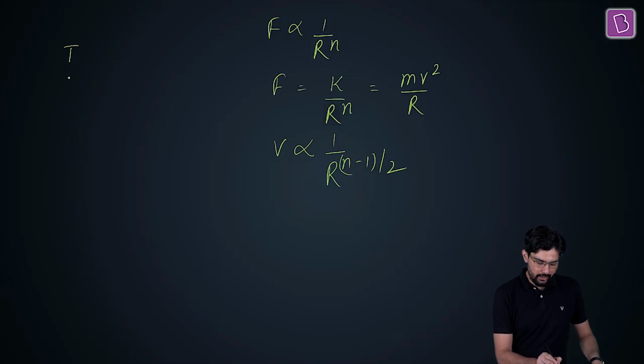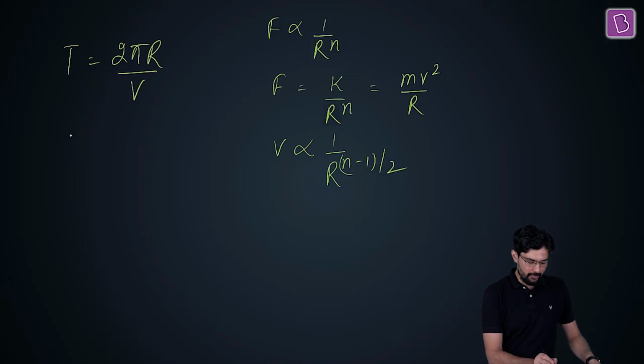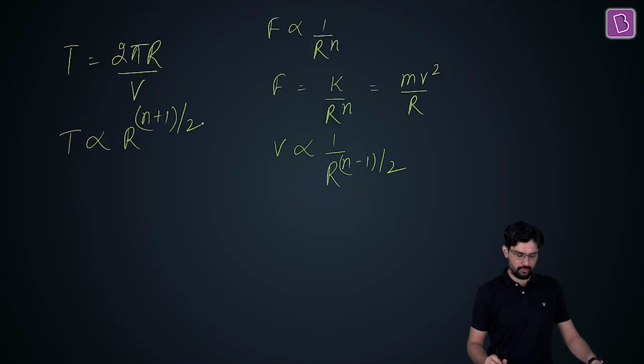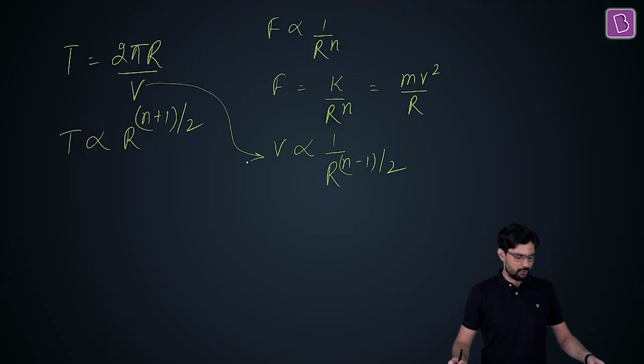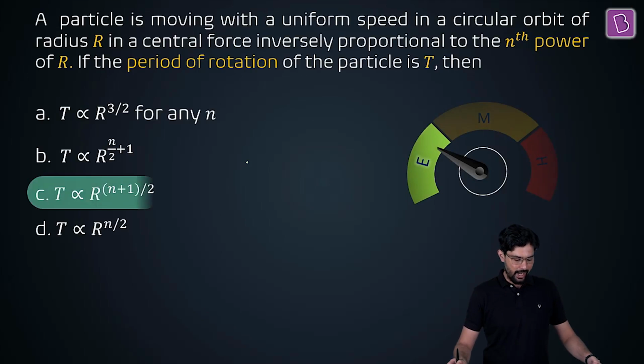And we know that the time period is going to be equal to the circumference of the circle, 2 pi r divided by speed. And from here we can find that the time period is proportional to r raised to the power n plus 1 divided by 2, right? Because v varies with r like that. So we have the final answer in this case. T is going to be directly proportional to r raised to the power n plus 1 divided by 2, and option C is going to be the right option.